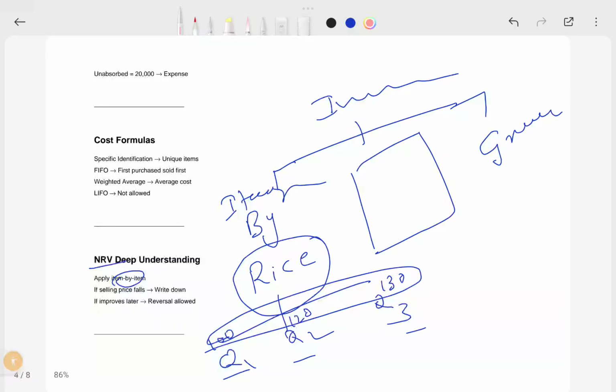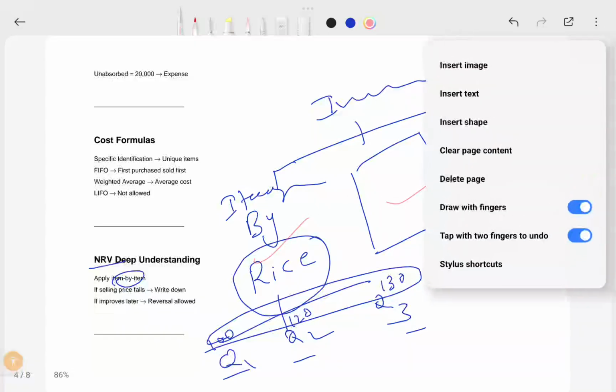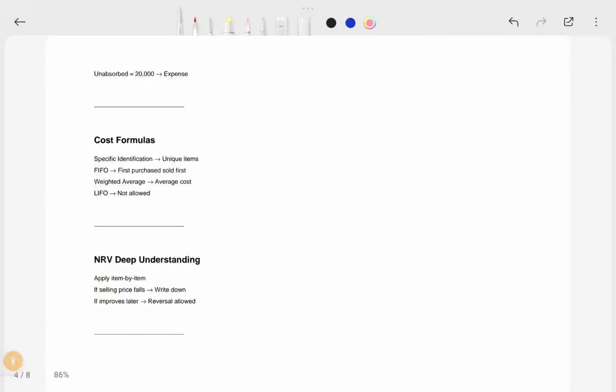So you cannot consolidate all three and value cost versus NRV. While comparing NRV, you need to see item by item. This is the main important point in the NRV. You should not get confused in the exams if they ask about 2 to 3 rice packets or 2 to 3 inventory items. Say suppose item 1, item 2, item 3. Item 1 NRV is 120, item 2 NRV is 100, item 3 NRV is 130.